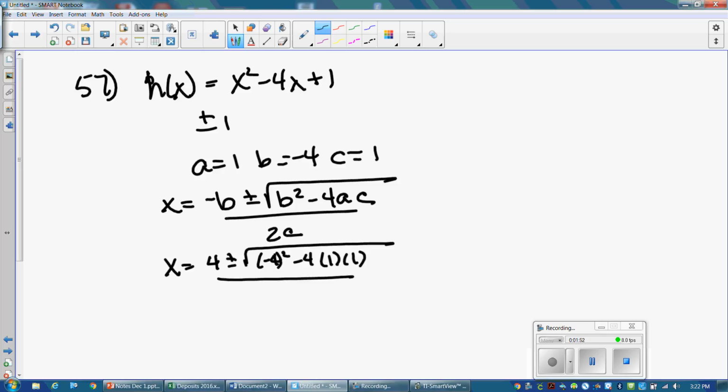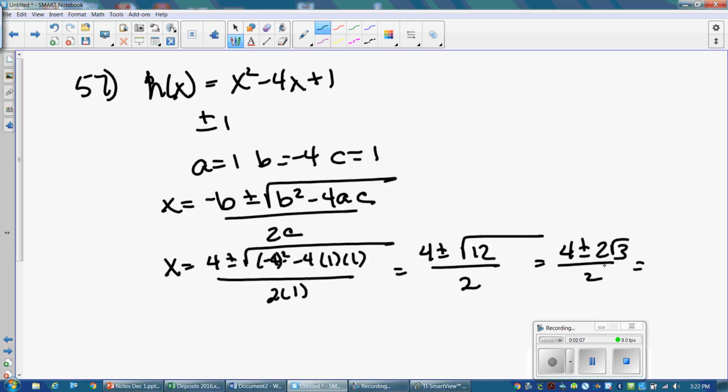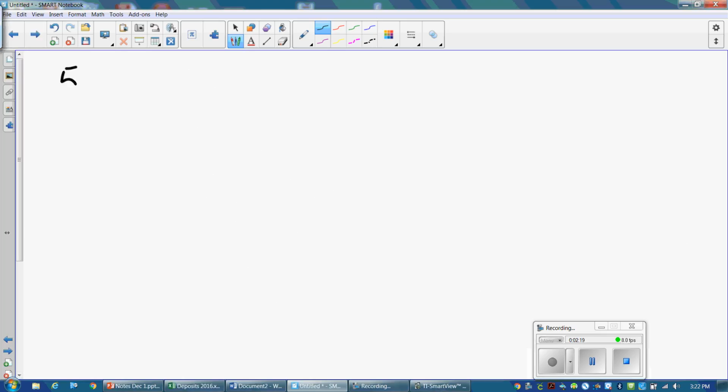4ac all over 2a. So that's 4 plus or minus the square root of, if I do this, 16 minus 4, so that's the square root of 12 over 2. The square root of 12 is 2 square root of 3, over 2. So 4 divided by 2 is 2, and 2 square root of 3 divided by 2 is the square root of 3. So there's your two answers, 2 plus the square root of 3 and 2 minus the square root of 3.